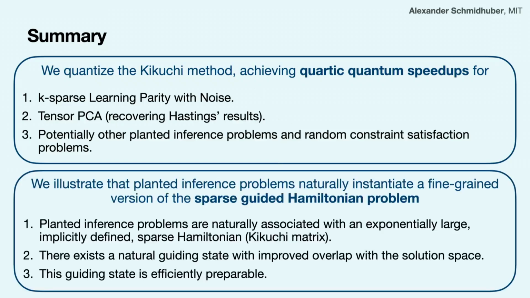And the way we get the speedup is by illustrating that planted inference problems naturally instantiate what we call the fine-grained version of this guided sparse Hamiltonian problem. And this is really quite remarkable. It means that all this fine print that usually has to be satisfied for quantum algorithms to get end-to-end speedups is satisfied for planted inference problems. And I've listed the fine print here again. So the best classical algorithm corresponds to finding the ground state of some matrix that is very large, yet sparse and implicitly defined. And for this Hamiltonian, you can construct a guiding state given just the input of the problem, which has improved overlap with the ground state space.